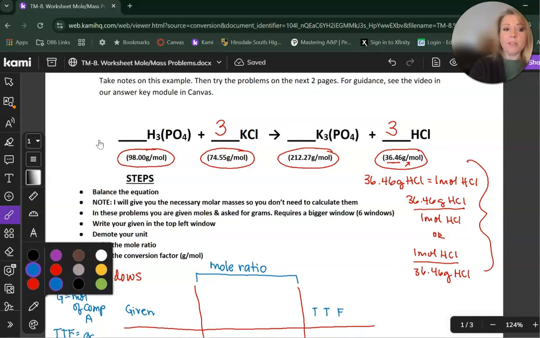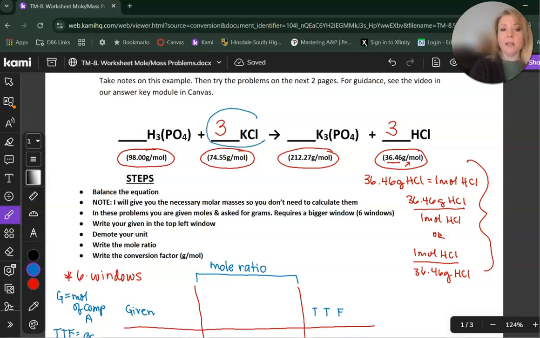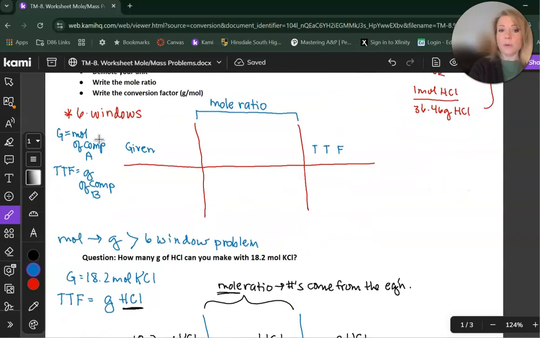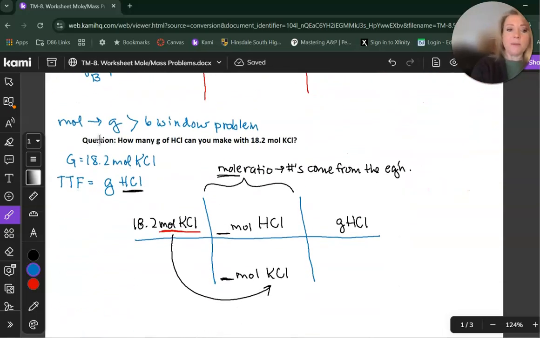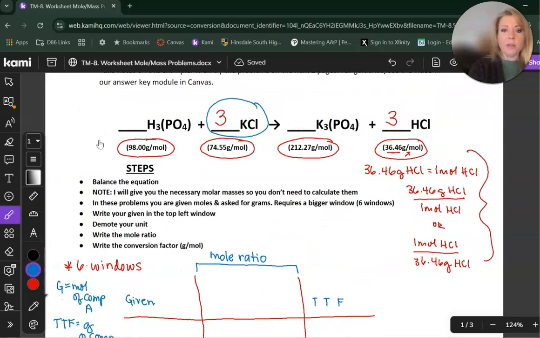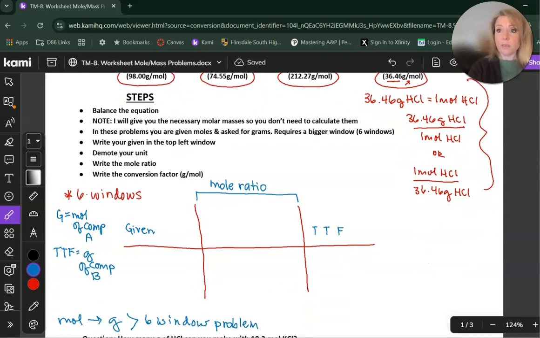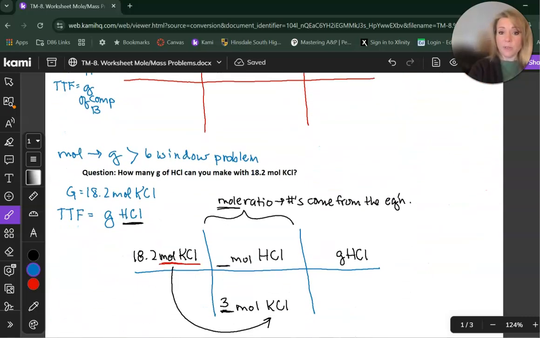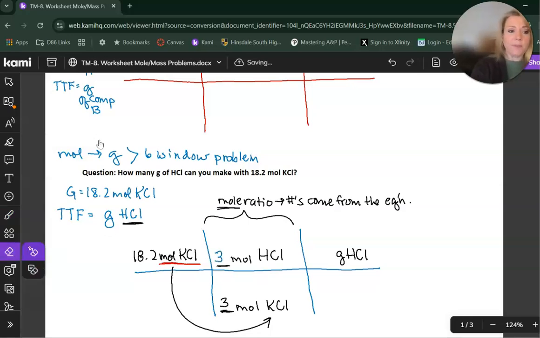So in front of KCl, I have a 3. So I'm going to put a 3 in front of moles of KCl here in my windows. Let's go back up and see what my coefficient is for HCl. For HCl, I also have a 3. So I'm going to come back down and I'm going to put a 3 in front of moles of HCl, but I don't need it to be blue. All right.